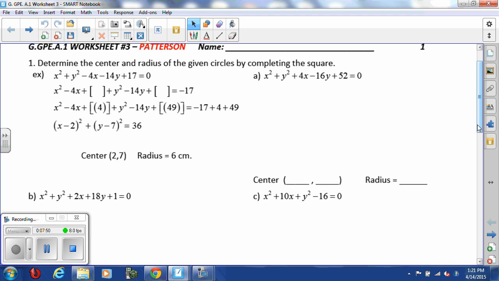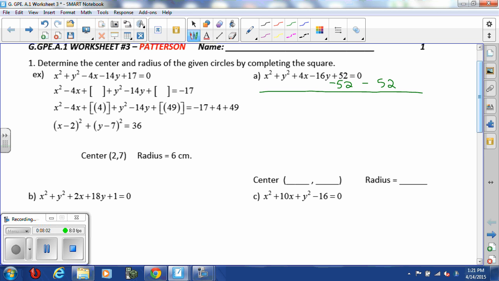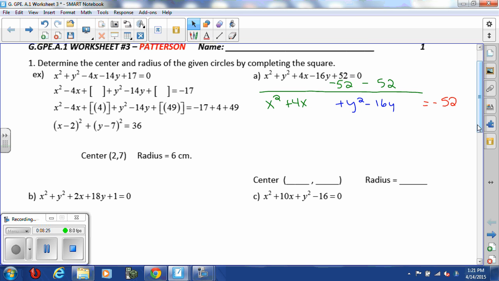So, just like we did with the parabolas, what do we do first? Okay, constant to the right. So you're going to take this constant over to the right. Now watch what I'm going to do. I'm going to group my x's together, leave a space. Group my y's together, leave a space. So that means I'm going to have x squared plus 4x, leave a space, then plus y squared minus 16y, leave a space, equals negative 52. All I did was take my constant to the right, group the x's, group the y's, leave in a space.